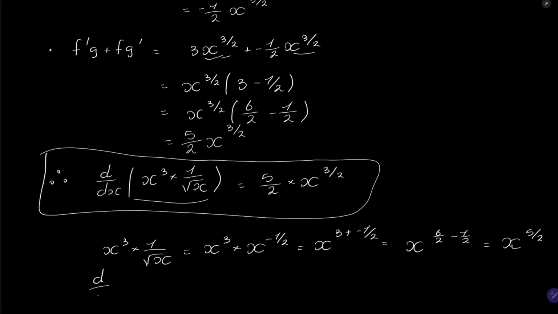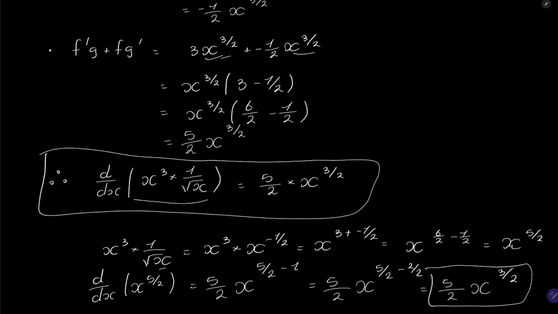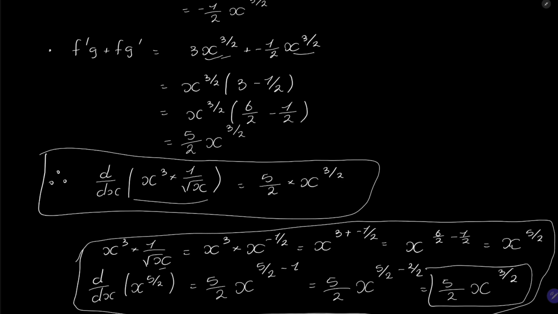Now applying directly our differentiation on x to the 5 on 2, this gives us 5 on 2 x to the 5 on 2 minus 1, 5 on 2 x to the 5 on 2 minus 2 on 2, 5 on 2 x to the 3 on 2, and it gives us the same answer. What does that tell us? That tells us that simplifying the initial question might have simplified the solution, but still we did it using the product rule in order to emphasize the understanding of the method which we were moving through algebra, which is the product rule.